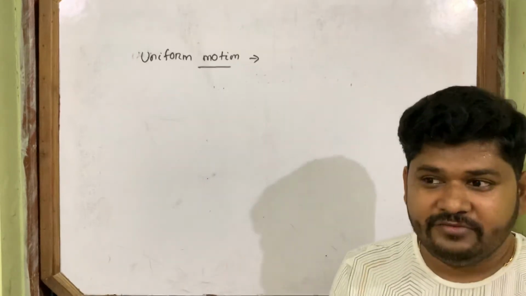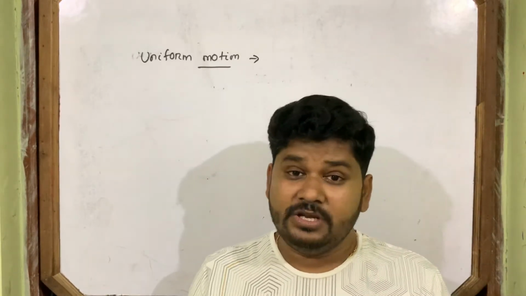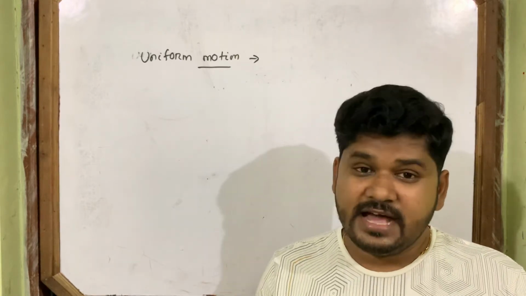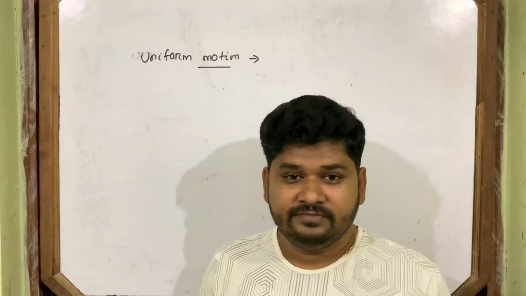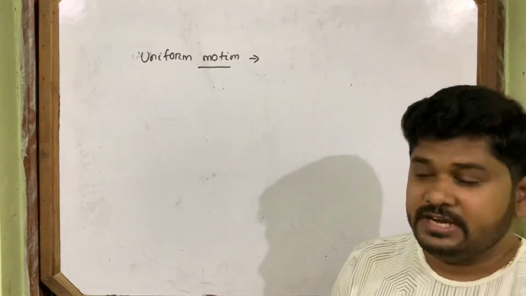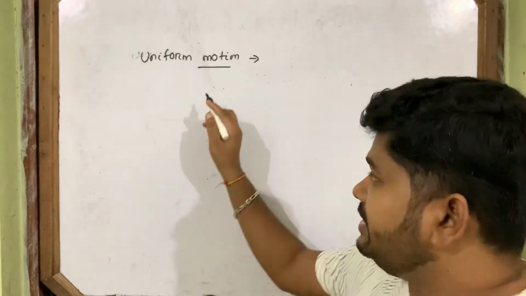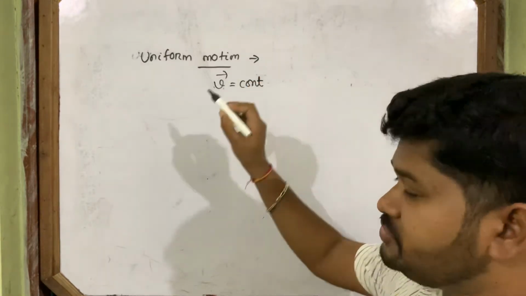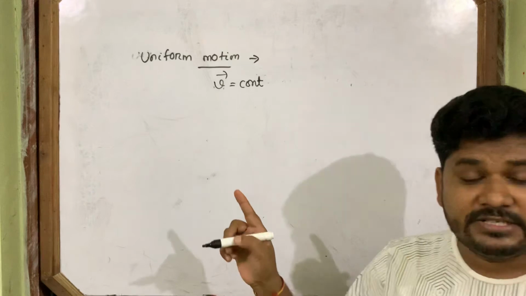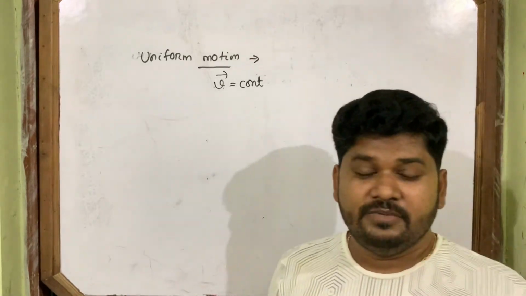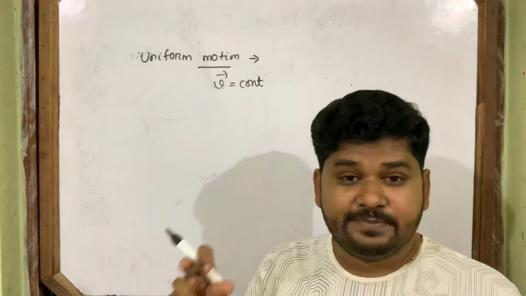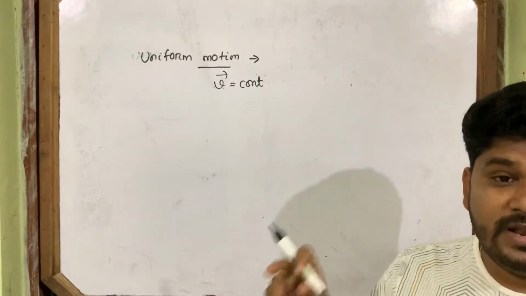Uniform motion: velocity is constant, constant in both direction as well as magnitude. That is called uniform motion. Remember, in this motion, velocity is constant, magnitude should be constant, direction also should be constant. Both have to be constant, then that is called uniform motion. Equal displacement is covered in equal intervals of time.